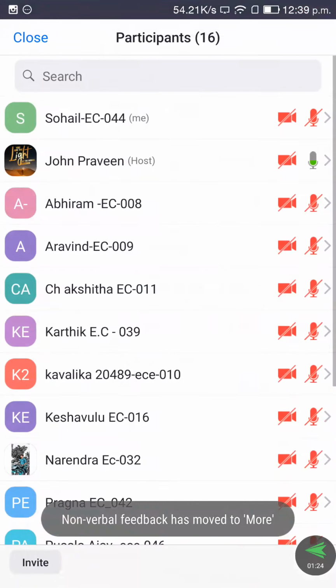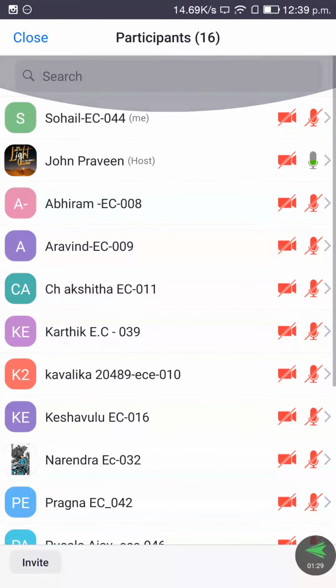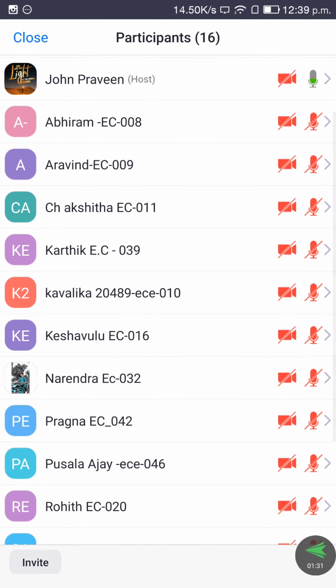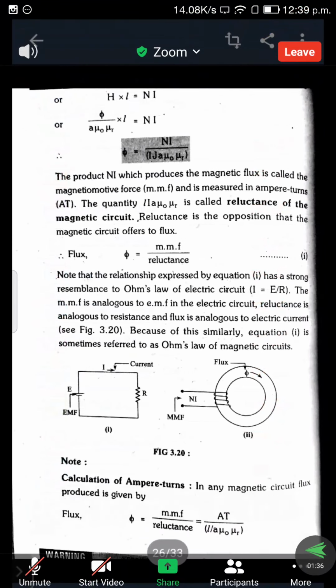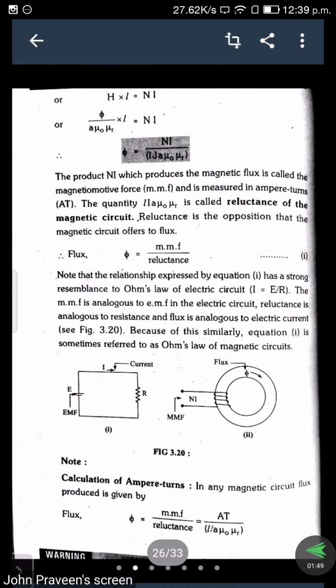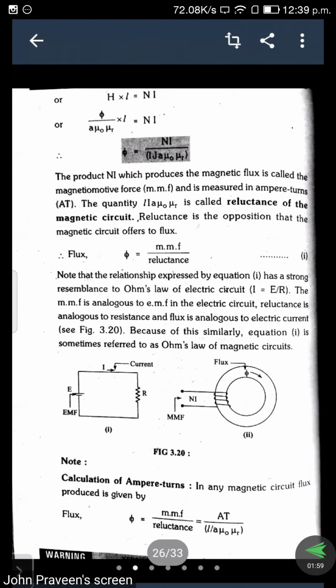So if we simplify that, we substitute the H value. So H into L is equal to N into I. Instead of H, we already know the value phi by A into mu naught into mu R, that is equal to N into I. So we get the equation NI is equal to phi into L by A into mu naught into mu R. That can be written as NI is equal to, already we know, the MMF. L by A into mu naught into mu R is what we call the reluctance.